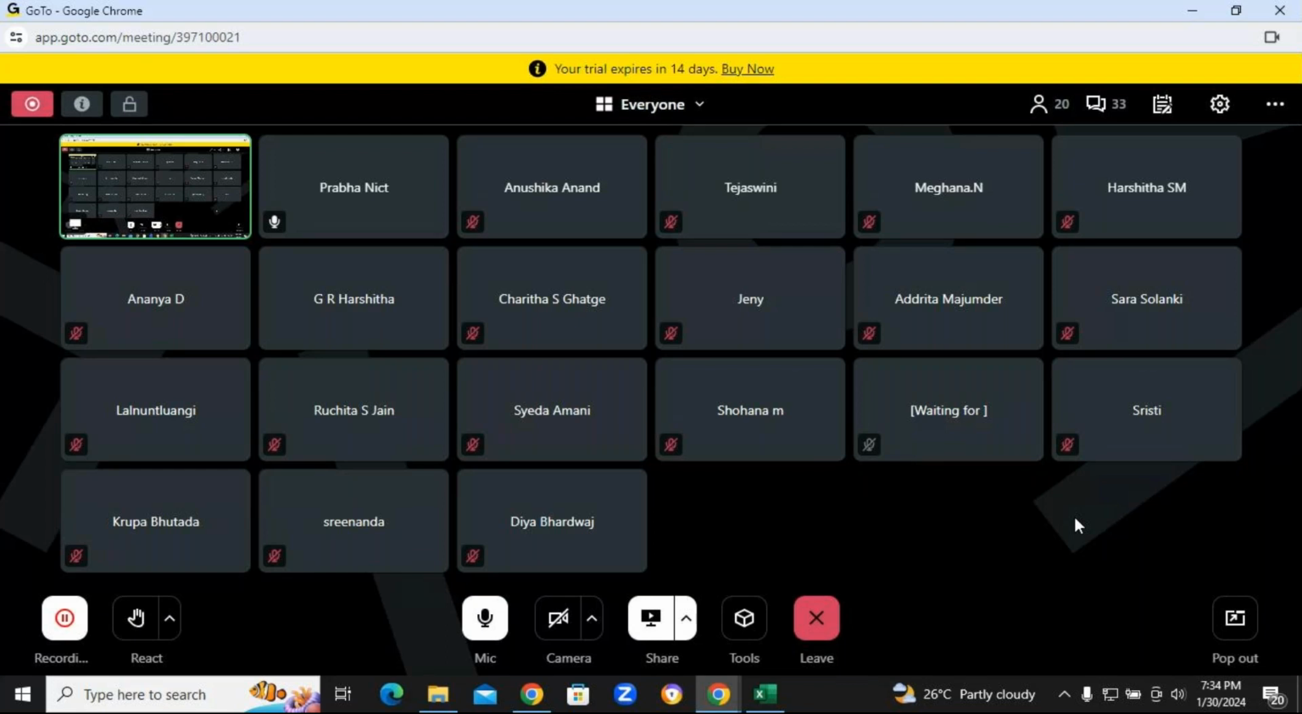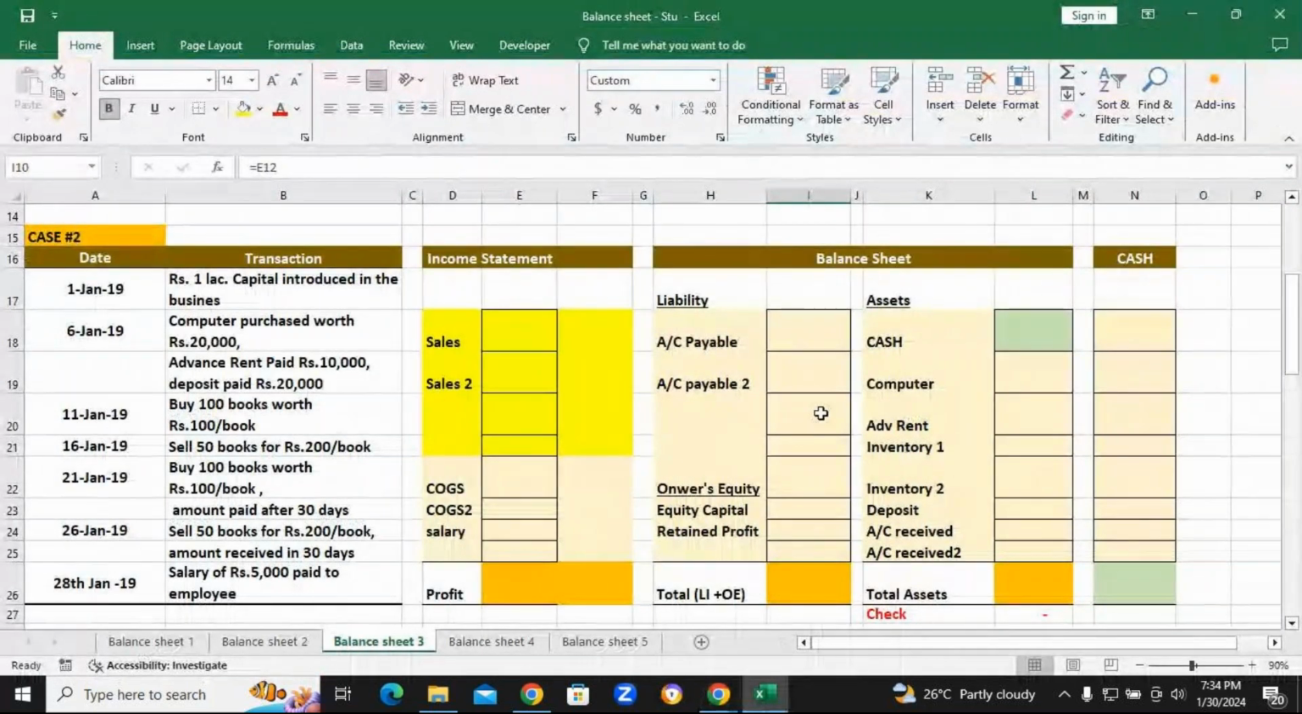Okay, let me solve it and show. So here, let's read the transactions. On 1st Jan, rupees 1 lakh capital is introduced in the business. On 6th Jan, computer purchased worth rupees 20,000. So I have bought the computers worth rupees 20,000. And then advance rent paid rupees 10,000, wherein deposit also I have paid rupees 20,000.